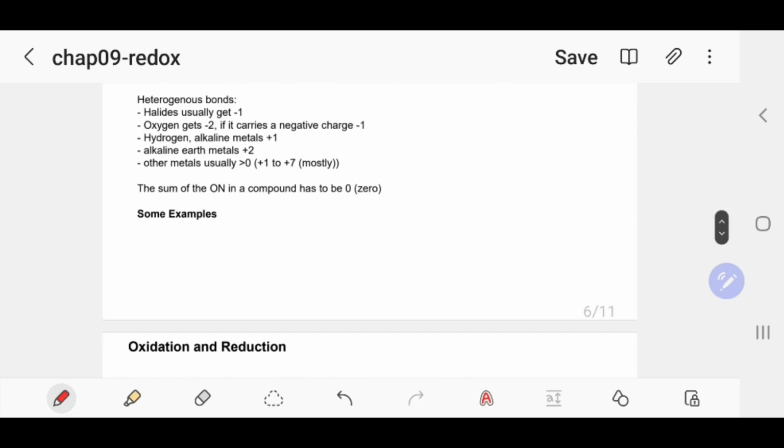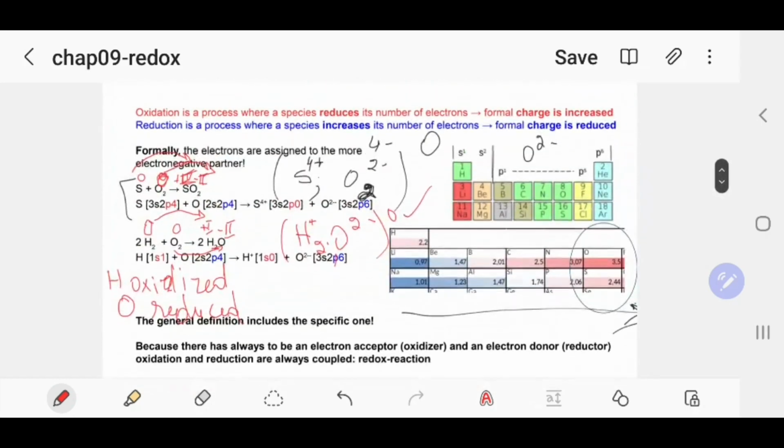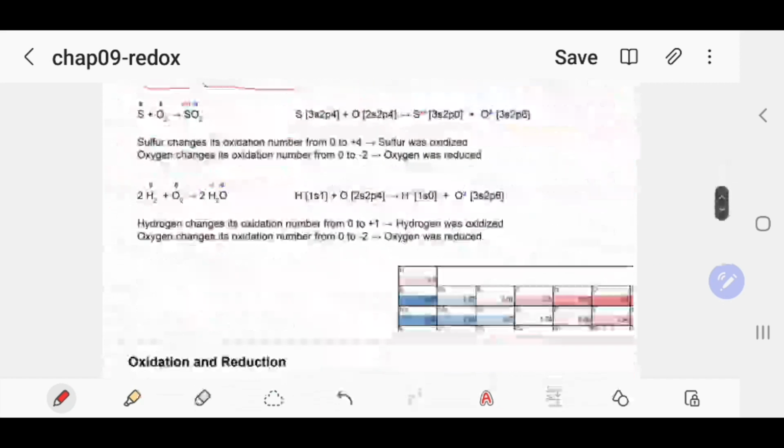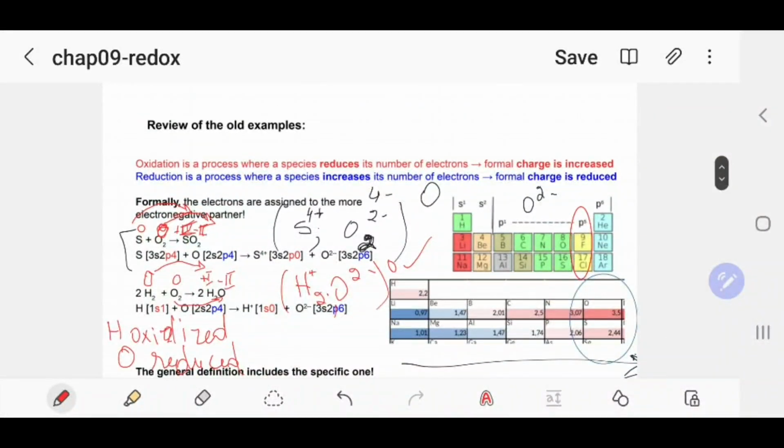For the heterogeneous bond, which is most of the cases, the halides get -1. The halides are those like chlorine, for example, and fluorine, that are here in this group, right in front of the noble gases, right before the noble gases. So group number 7. These are the halides, and they get normally a -1 charge because it's just one gaining of an electron, and then they get a fully saturated orbital.